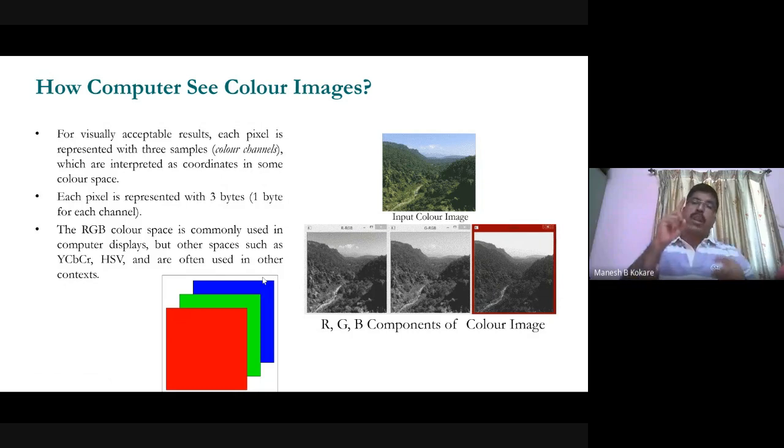So in total, for representing 1 pixel in the color image, you require 3 bytes of memory. So m by n multiplied by 3 bytes will be the memory required. So definitely more memory is required in the case of storing the color image. But what is the advantage? You get more shades in the case of a color image.